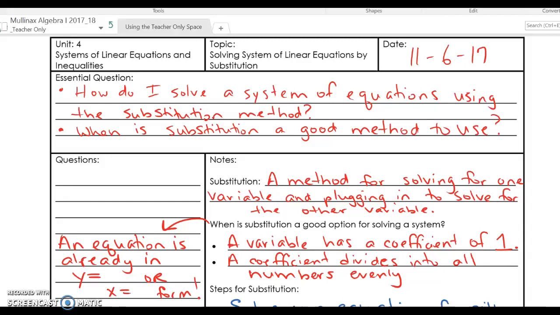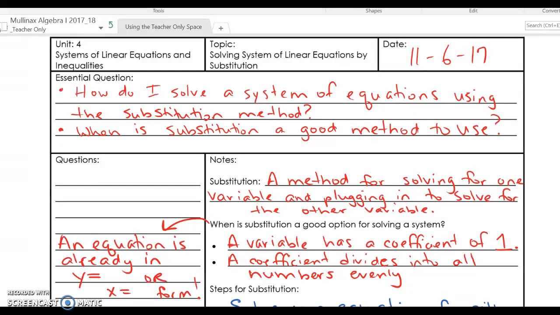Today we're solving systems of equations algebraically. We're going to talk about two methods to solve algebraically. The first one today being substitution, and then tomorrow we'll look at another strategy called elimination. These should be review of what you learned last year to solve systems of equations algebraically.